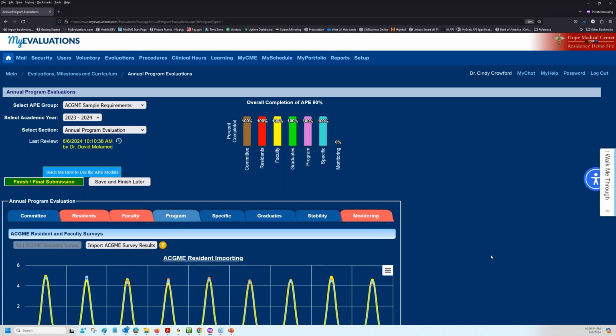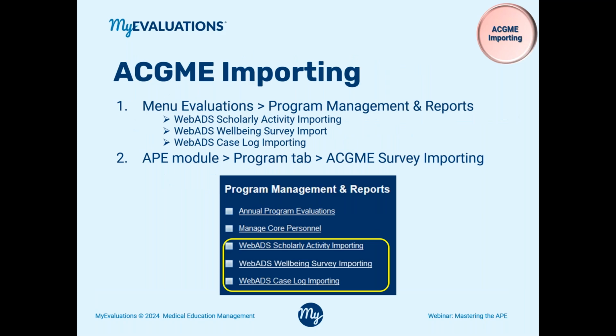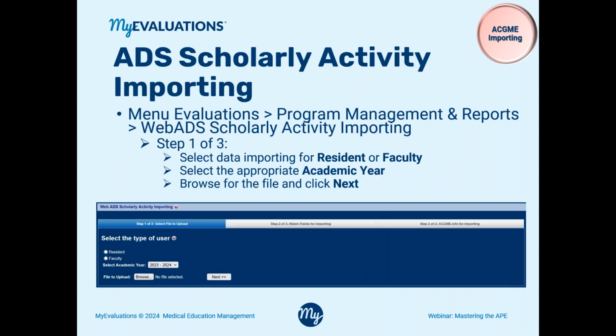ADS does not offer a direct data connectivity. In other words, there is no possibility for us to directly pull that data from ADS. You have to log in, export the data, and then import it into my evaluations. So for the 3 data points that I shared with you here, in terms of scholarly activities, well-being, case logs, and also for the surveys, you're able to directly export data and PDF reports out of ADS and import that information directly into my evaluations.